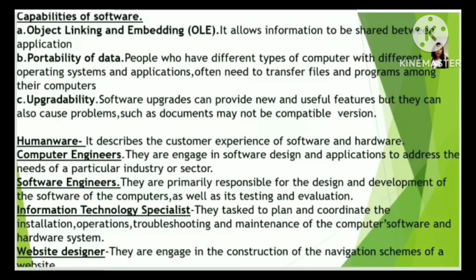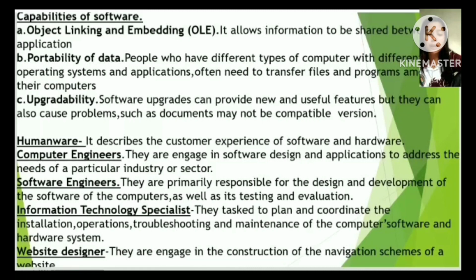Upgradability. Software upgrades can provide new useful features, but they can also cause problems, such as documents may not be compatible between versions. Example, a Word 6 data file can be read in Word 97, but a Word 97 file cannot be read in Word 6. Data formatting may be lost if a Word 97 document is saved to Word 6 format because Word 97 contains new features that Word 6 does not have.